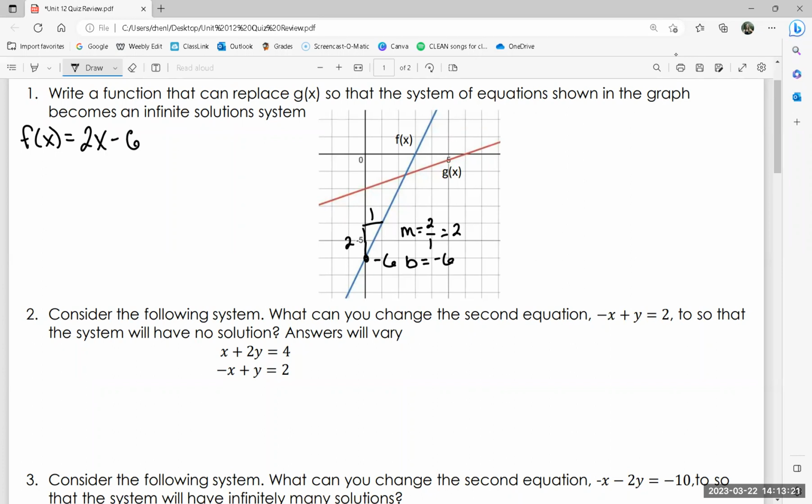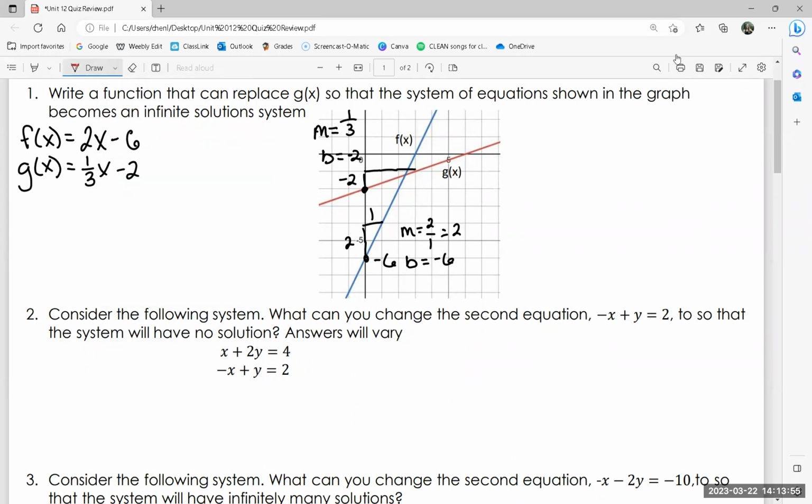My function g of x has a y-intercept of -2, and then it has a slope where we go up 1. So rise of 1, run of 3. So for this one, the y-intercept is -2. My slope, I rose 1 and I did a run of 3. So the slope is 1/3. So g of x is equal to 1/3 x minus 2. So slope of 1/3, y-intercept of -2.